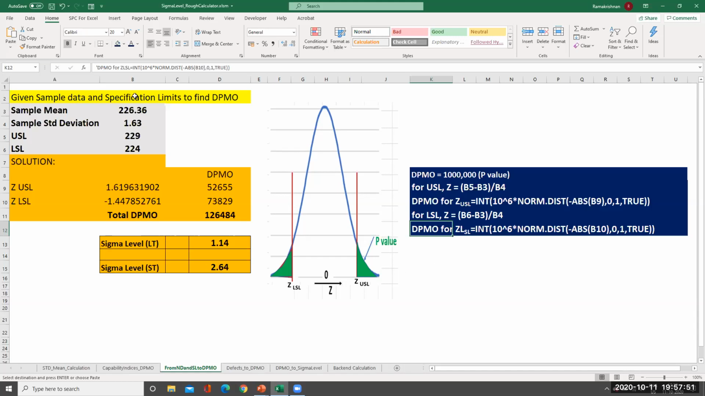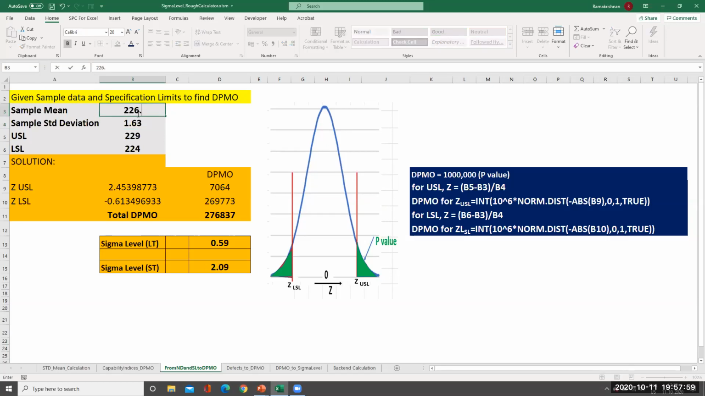You can change these values here. 225. So all these values will change. Okay, 226.39. 39 only, right? So it will be like this, right? 226.36, 226.34, 1.14, 2.64. It comes back, right?